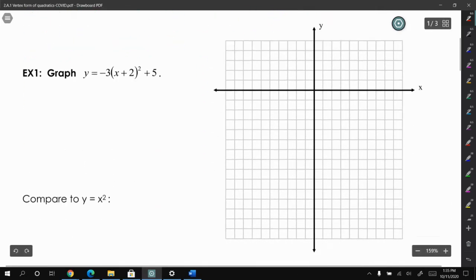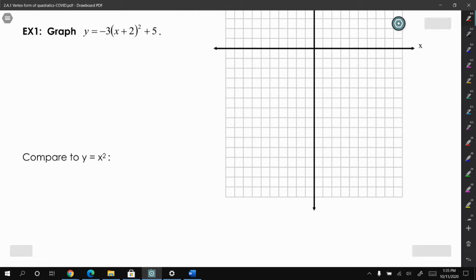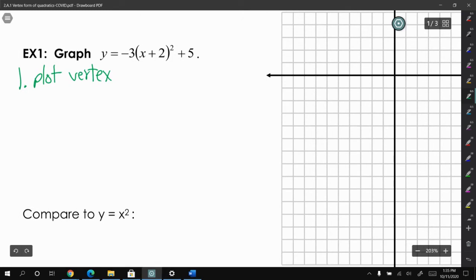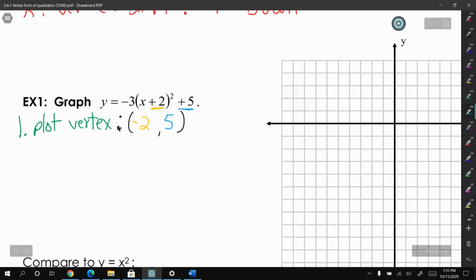So now let's look at some graphs. The first step when we graph our function is to plot the vertex. For this one, you're going to be looking at your vertical and horizontal shifts. That's +2 on the inside, which means we're shifted left 2. And this +5 is going to be shifted up 5. So the vertex is at -2, 5. So -2 and then up 5: 1, 2, 3, 4, 5. So here is our vertex.